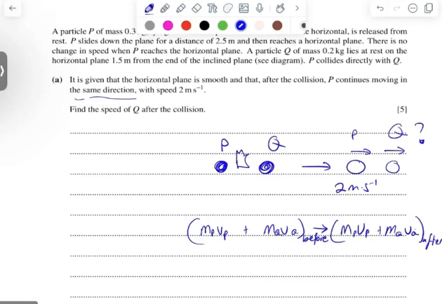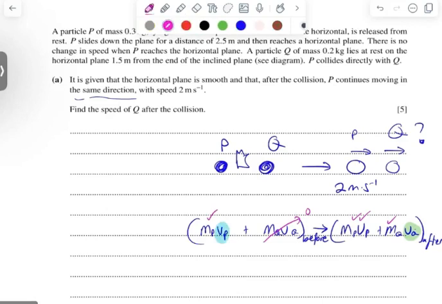If we take a look at what we've got, we want to find the speed of Q afterwards. We don't know what that is. We know the mass of Q. We know the speed and the mass of P after the collision. Q is at rest before the collision, so if it's got no speed, it's not going to have any momentum. So that becomes 0. We know the mass of P before the collision, but we do not know the speed of P before the collision.